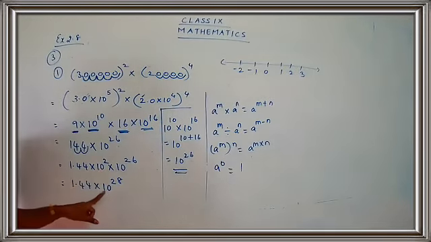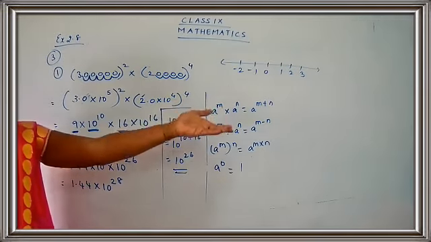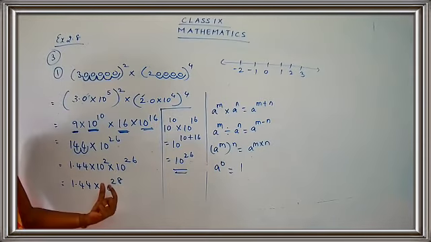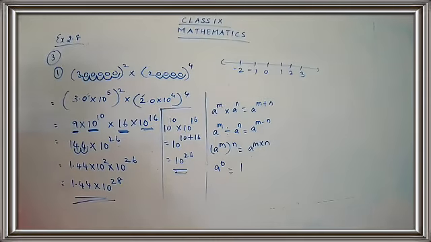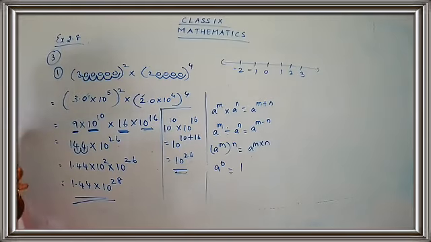How do I get 28? a raised to m into a raised to n is a raised to m plus n. So add m and n. It's 2 plus 26, which is 28. So what is the final answer? The answer is 1.44 into 10 raised to 28. Here children, see, for completing one sum, you have to use so many concepts. So you have to be thorough with each and everything. Are you clear with the sum children?